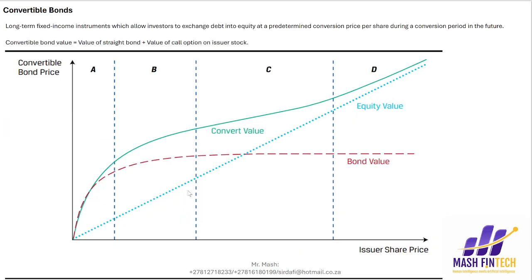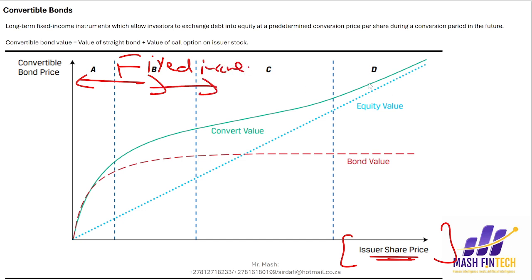Okay. Now, with convertible bonds, these are bonds that can be converted. Either you choose to convert them into equity or shares, or you keep them as fixed income. You will see from this diagram that with the convertible bonds, as the issuer share price rises, the nature of the bond is going to shift from, you see here, having fixed income features, and the further it moves to this side, it's going to have equity features.